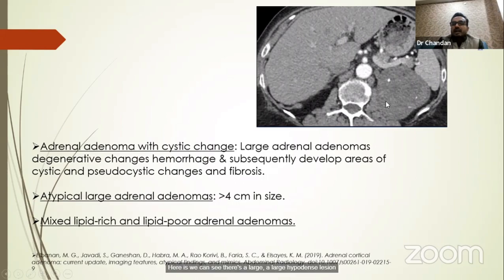Here we can see a large hypodense lesion with a few punctate calcific foci in the left adrenal gland, and also an accompanying paravertebral mass with well-defined margins. It also indicates that it is a benign type of lesion. But the exact diagnosis should be made by imaging, and the final diagnosis will be made by biopsy also. And the atypical large adenoma is greater than 4 centimeters in size, and mixed lipid-rich and lipid-poor adrenal adenoma we can also see.